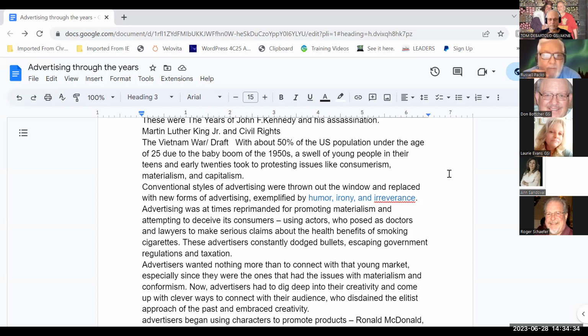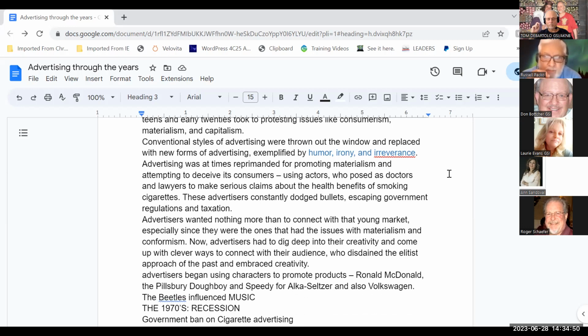And so when this happened, the conventional styles of advertising were thrown out the window and were replaced by new forms of advertising like humor, irony, and irreverence. Advertising was at times reprimanded for promoting materialism and attempting to deceive its consumers. Imagine that. They used actors who posed as doctors and lawyers to make serious claims about health benefits of things like smoking cigarettes, of all things.